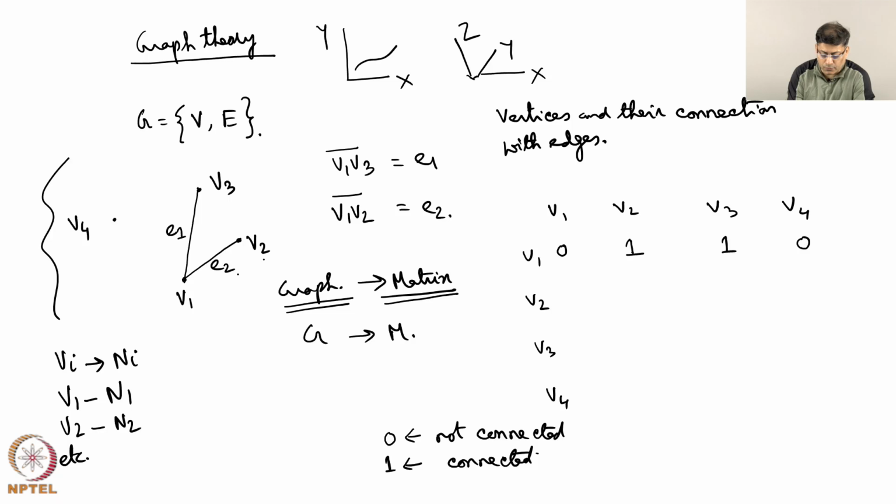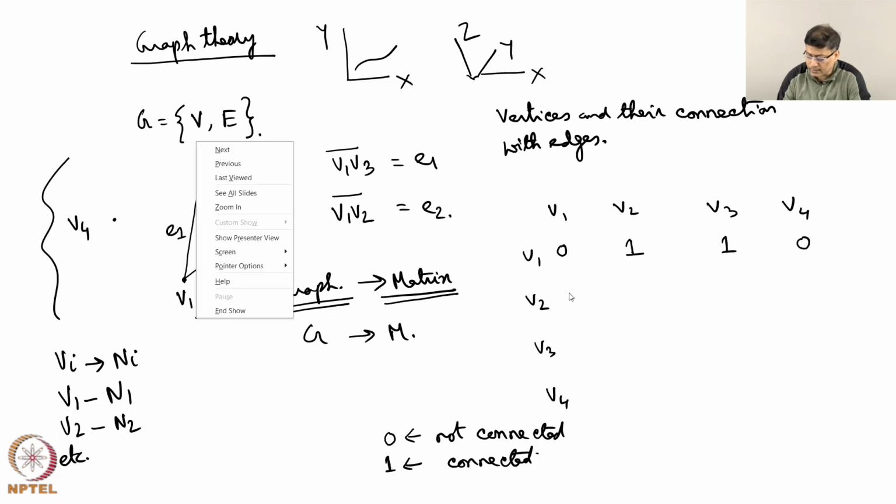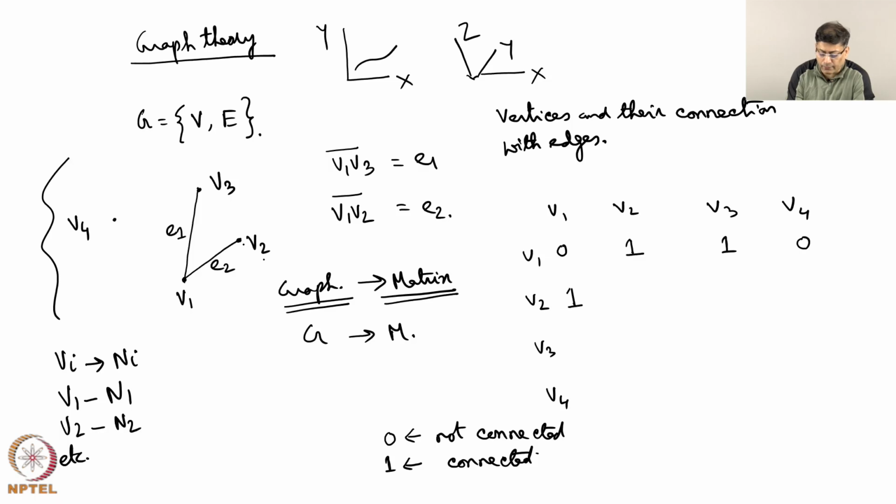Next, is V2 connected with V1? The answer is yes. Is V2 connected to itself? For the time being, I am saying no, so it is 0. Is V2 connected to V3? No, so it is 0. Is V2 connected to V4? The answer is no, so it is 0. Now, we take V3. V3 is connected with only V1, so it is 1, and for the rest of them it is all zeros. V4 is not connected with anyone, so I will put all zeros.